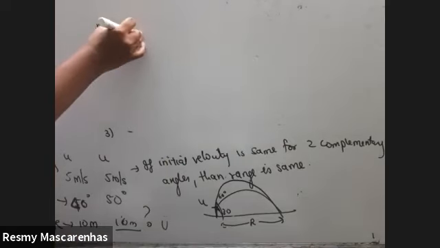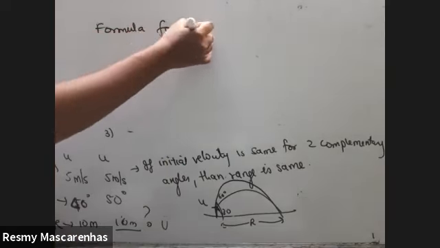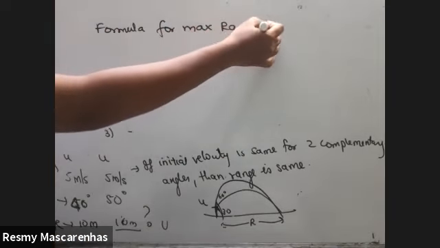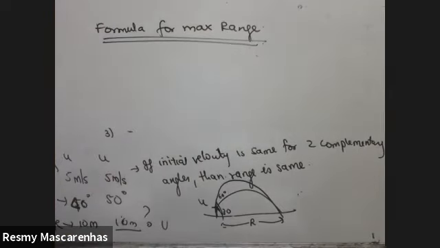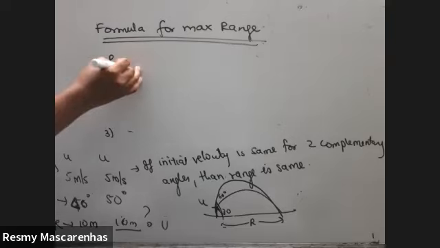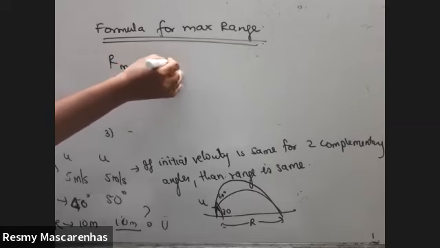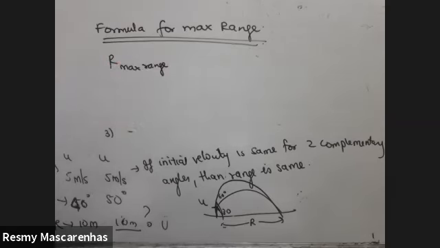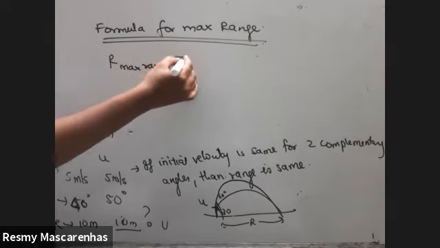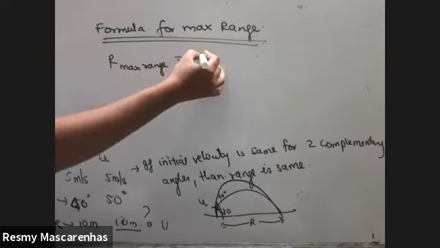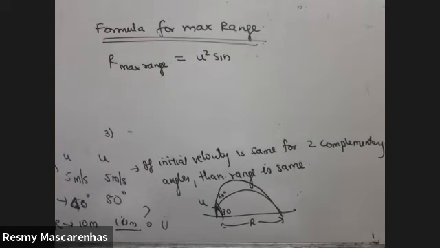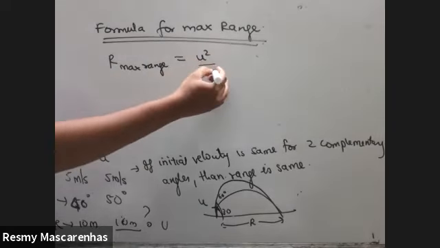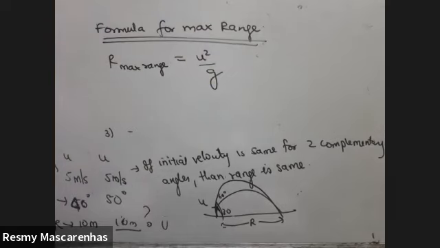Next is the formula for maximum range. Whenever you are asked to calculate maximum range, till now what we were calculating was simple horizontal range. How much maximum the ball can cover. Suppose if it is asked, then the formula is usually u square sin 2 theta upon g. Now when we have to consider only u square upon g.